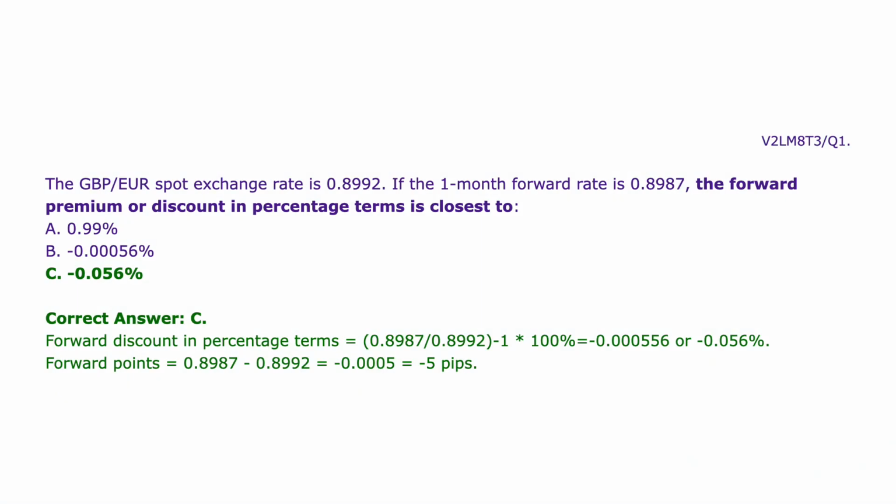The forward rate, 0.8987, is lower than the spot rate, 0.8992, which indicates a forward discount. Forward divided by spot minus 1 times 100 equals negative 0.000556, negative 0.056%. The difference, minus 0.0005, equals negative 5 pips, confirming the discount.